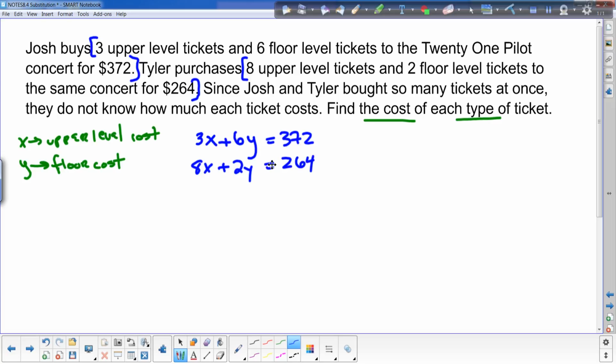Alright, there's nothing new there. We've been doing that for a couple days. What we've learned is to solve this by graphing them. These would be kind of hard to graph because of the big numbers. But we also learned it by solving by elimination. Today we're going to learn about solving by substitution.